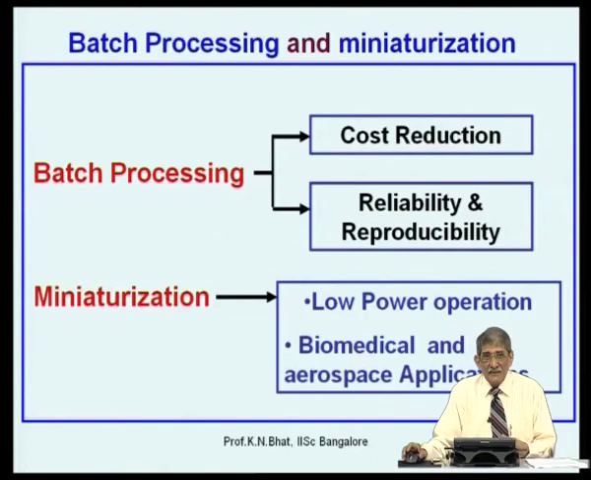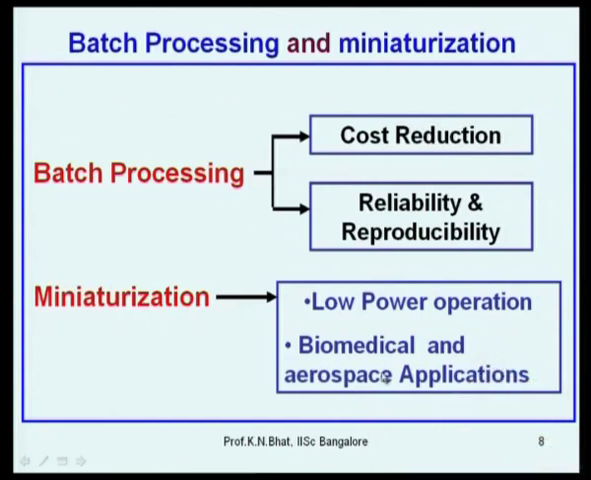What do you mean by that? When you are processing individual devices one by one, it is very difficult to have reproducibility. Even a minute change in the process will change the properties and functioning of the device to some extent. But if you are batch processing, all the devices undergo the same treatment. As a result, all of them will perform identically, and all of them are placed close by when integrated. So, performance is exactly the same in all those cases. Once this reproducibility is achieved, it becomes highly reliable.